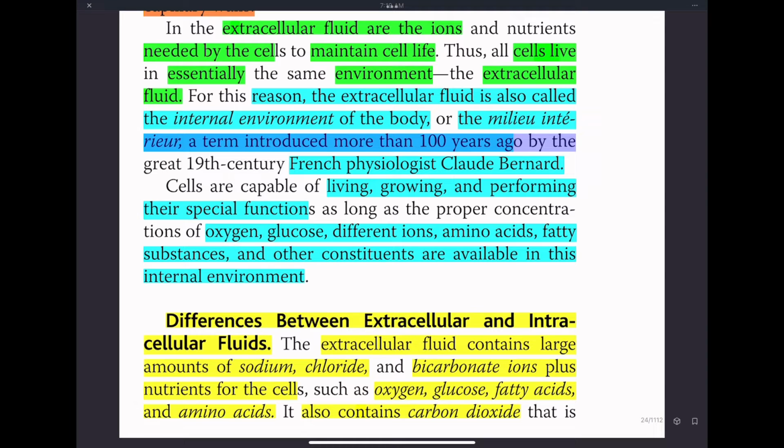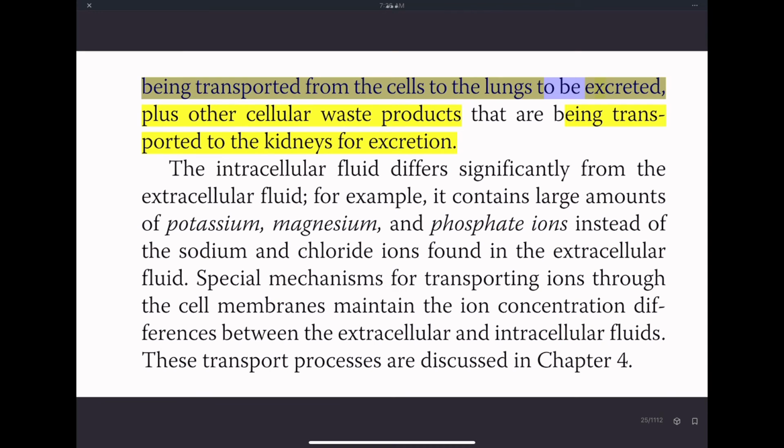Differences between extracellular and intracellular fluids. The extracellular fluid contains large amounts of sodium, chloride, and bicarbonate ions plus nutrients for the cells, such as oxygen, glucose, fatty acids, and amino acids. It also contains carbon dioxide, which is carried from the cells to the lungs to be excreted, plus other cellular waste products that are being transported to the kidneys for excretion.